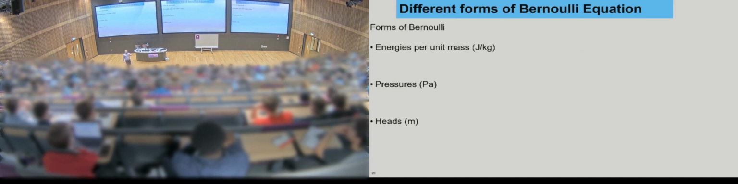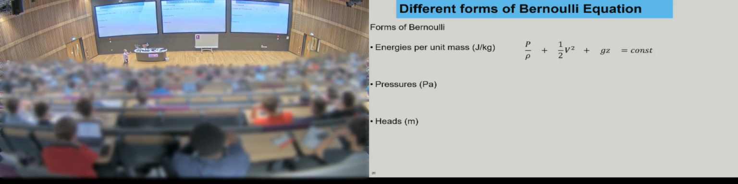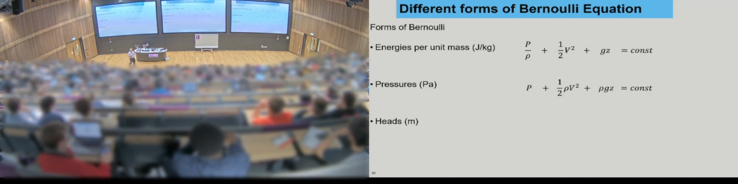Now you can see that we have different forms of the Bernoulli equation. We started off at the beginning of the lecture with energies per unit mass: P upon rho plus a half v squared plus gz. I said that this first term, P upon rho, is the flow energy. We can also express it directly in terms of pressures: P plus a half rho v squared plus rho gz.